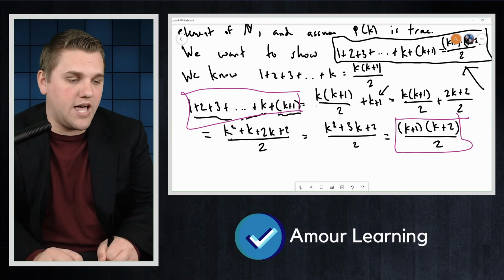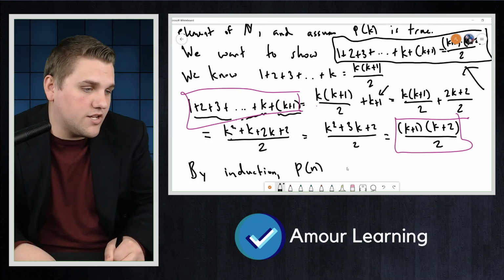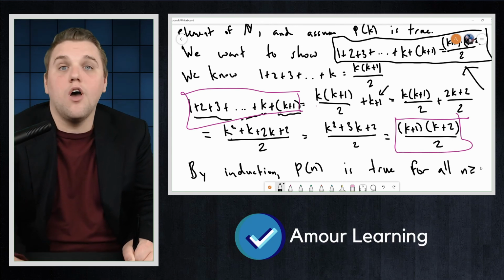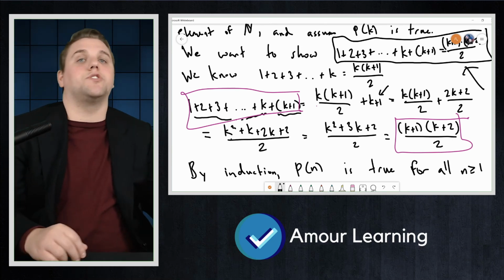And so that means that by induction, P of n is true for all n greater than or equal to our base case, which in this case was 1.